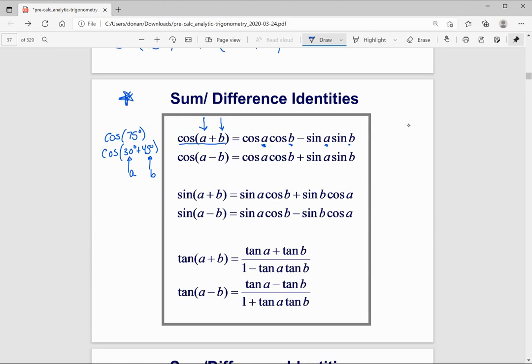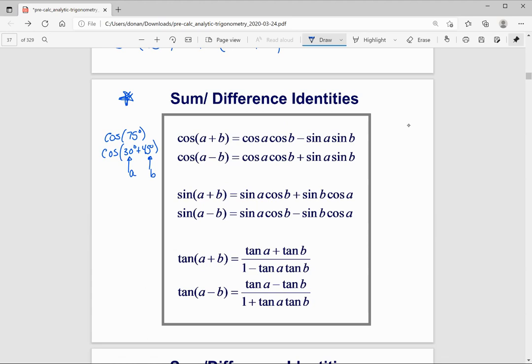And you can see for cosine, it's cosine, cosine, and then the sign that's inside the formula changes. So if it's a plus, A plus B, then it's minus sine A sine B. And cosine A minus B is cosine, cosine, and then since it's a minus, we have a plus over here. And again, I can give you links to all of these proofs if you would like to see how they were derived. And then for sine A plus B, you have sine of A times the cosine of B plus sine of B times the cosine of A. And sine of A minus B is sine of A cosine of B minus sine of B cosine of A.